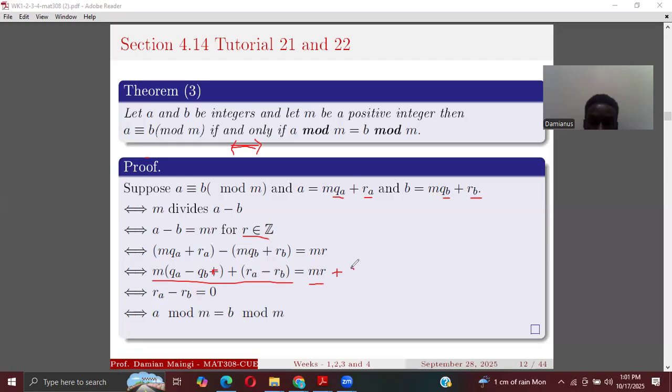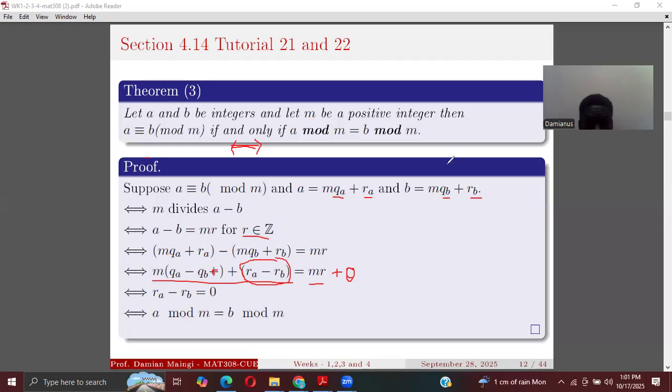I mean, I can just say a constant c, which is not there. I mean, it's 0. Here you have m times some integer plus an integer. Here you have m r plus 0. So what does this translate to? It translates to this part being equated to 0: Ra minus Rb equals 0.